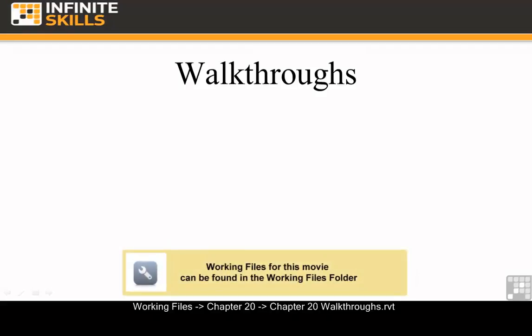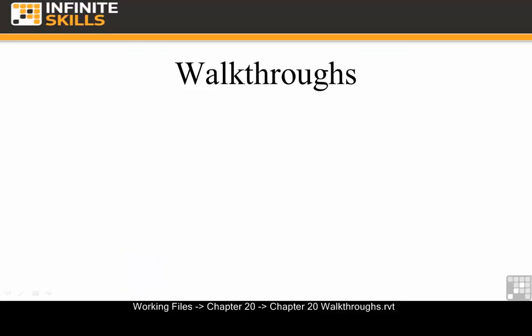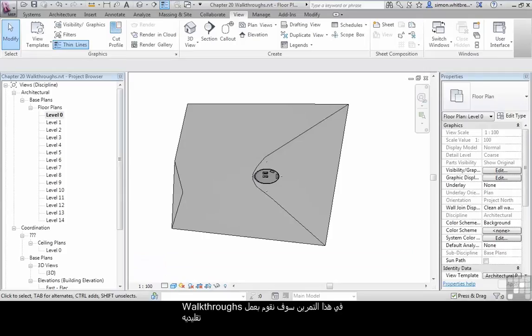So from your startup screen, click on Open, browse to Chapter 20, and open the file Chapter 20 Walkthroughs. In this exercise, we're going to create a basic walkthrough, and we're actually going to do a flyby around the building. The first thing I want to do is create a 3D view. From the View tab, click on Camera.